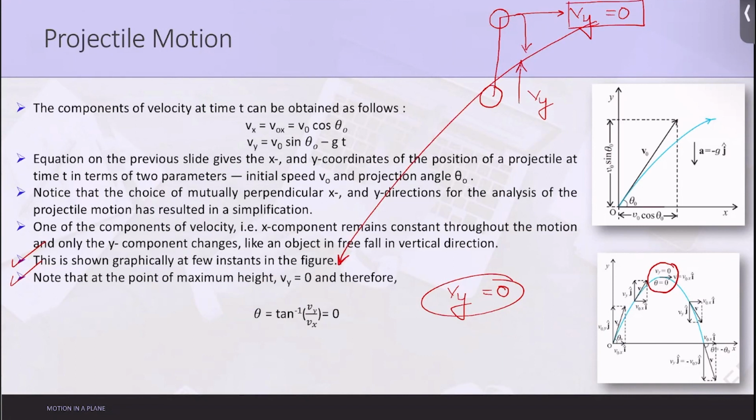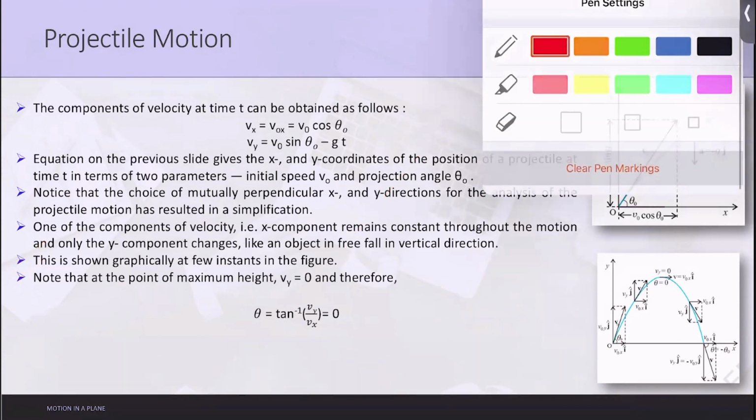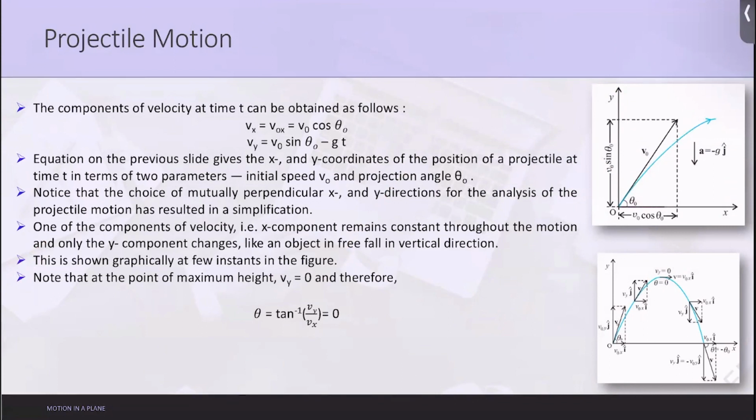So note that at the point of maximum height, vy is 0, and therefore tan theta is equal to tan inverse of vy by vx, which is equal to 0. That's how this case scenario occurs. Let's move forward.